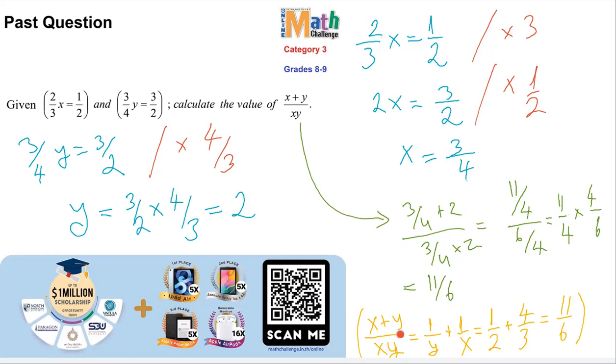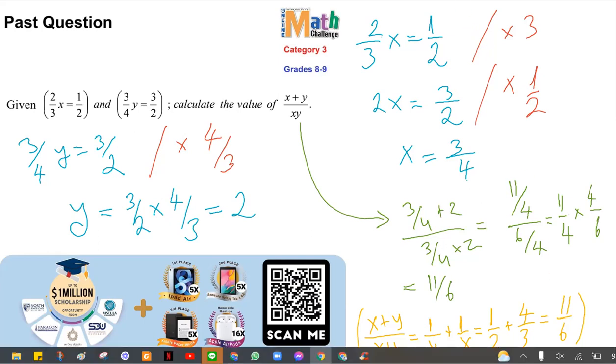And one more way, if you realize that this expression is the same as this one, and if y is 2, 1 over y is 1 over 2. And if x is 3 over 4, 1 over x is 4 over 3. And if you add these two, again, you will get the same result.